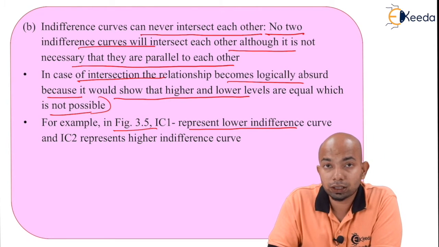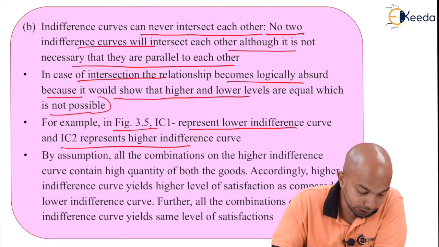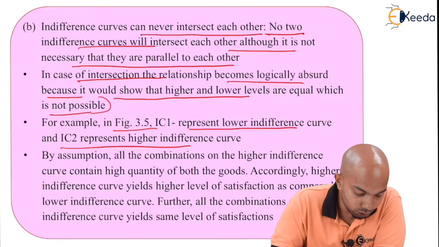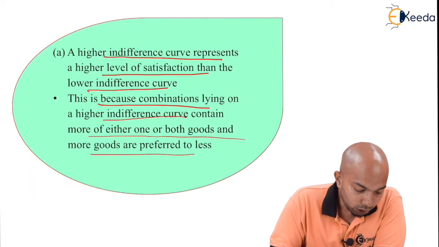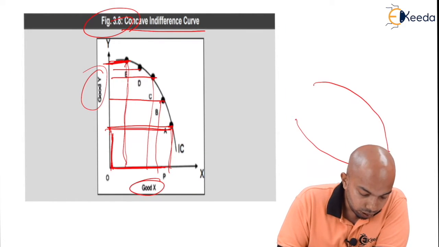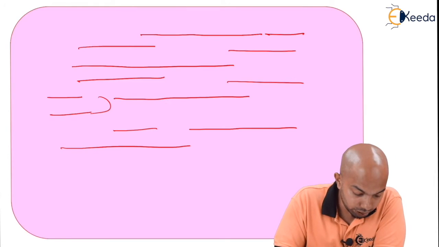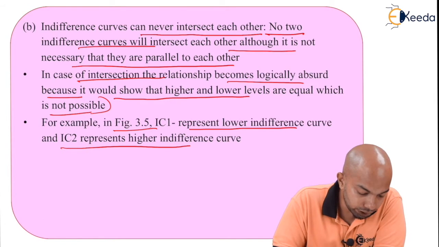If you remember the one that we discussed right now, IC2 represents the higher indifference curve. Let us see if we have that here. So let's go back to the figure. In this part, IC A, B, C, D, E, that is the thing you can take into consideration. Now this is what we have discussed.